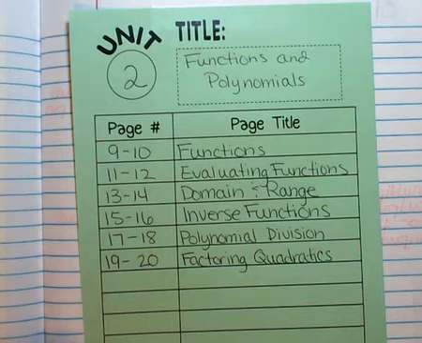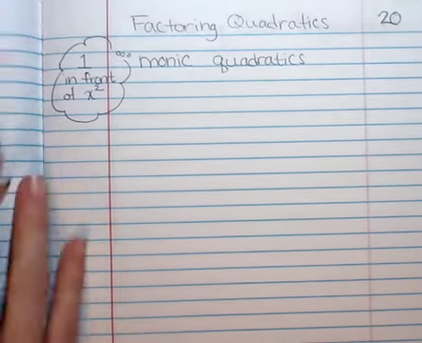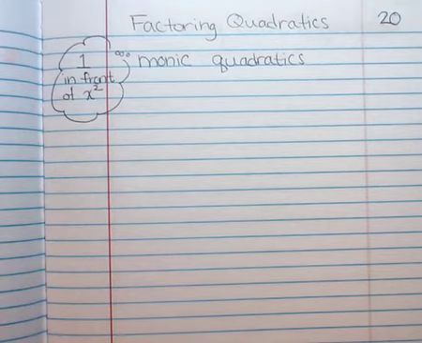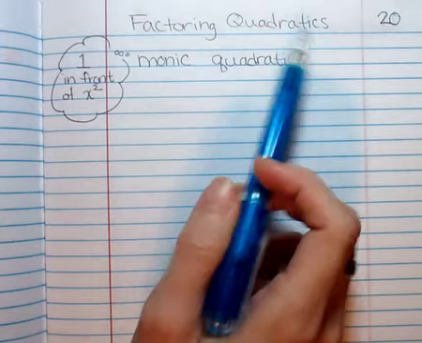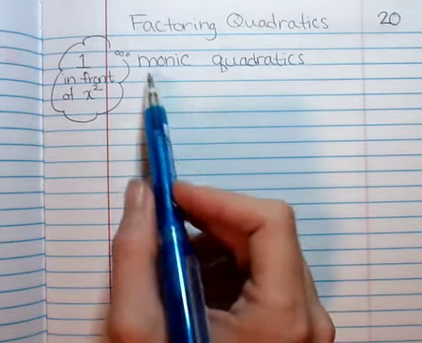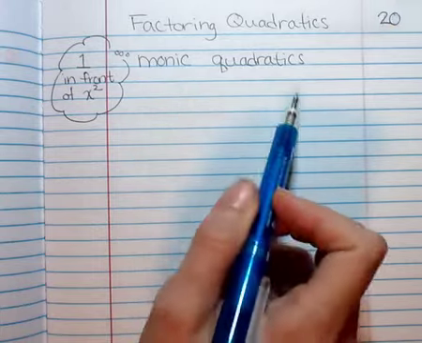All right, these notes are pages 19 and 20, and the title is Factoring Quadratics. So let's turn to page 19 and 20. It doesn't matter which page you start on. Remember to put your title, Factoring Quadratics. And the first set of notes we're going to do is over monic quadratics.